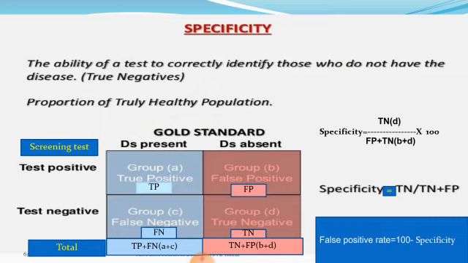And the false positive rate, which is B, is equal to 100 minus specificity, or it is equal to B, which is the false positive, divided by the true negative plus the false positive, which is B and D.